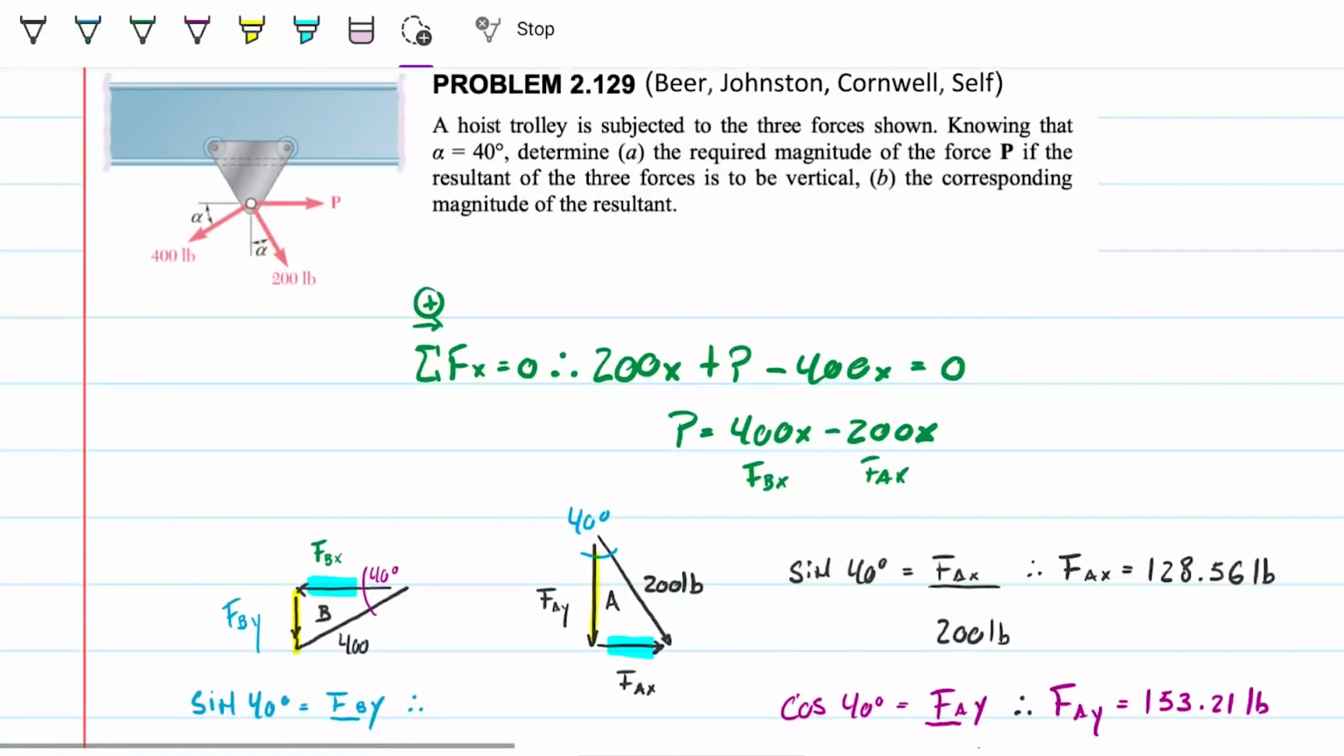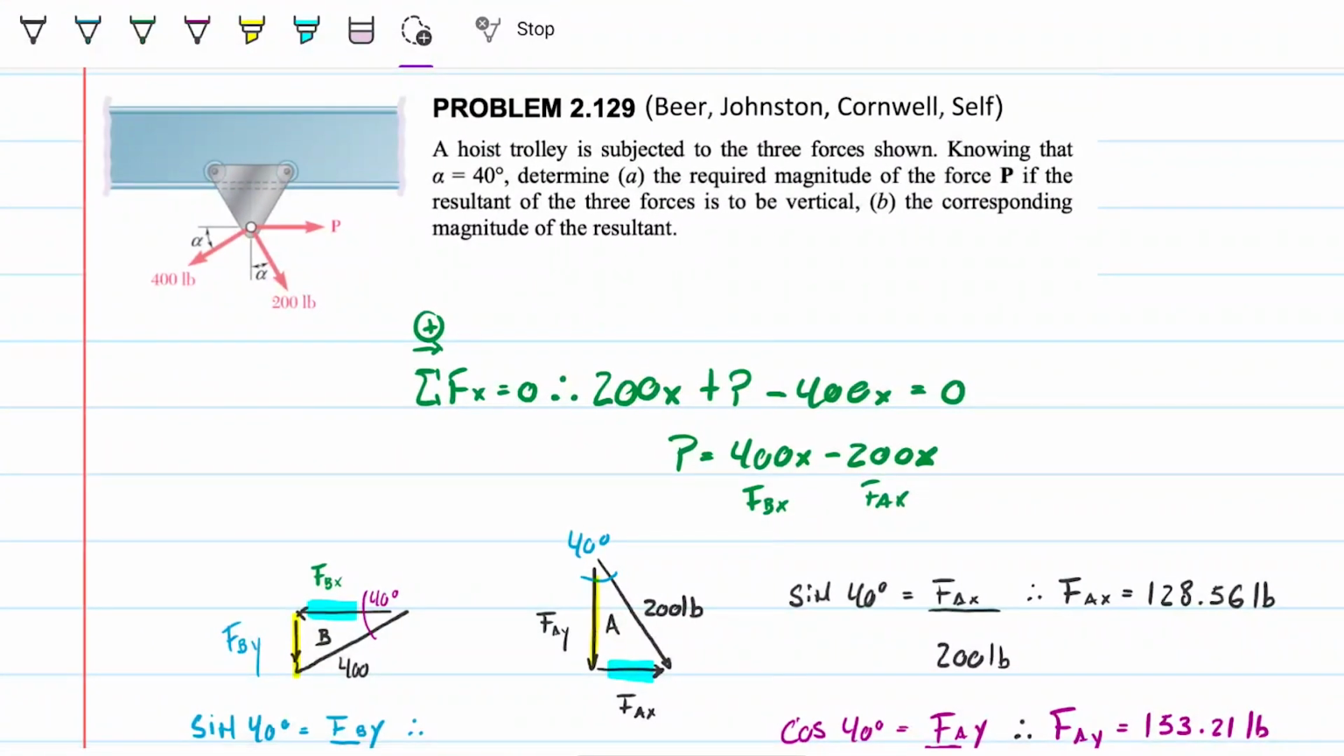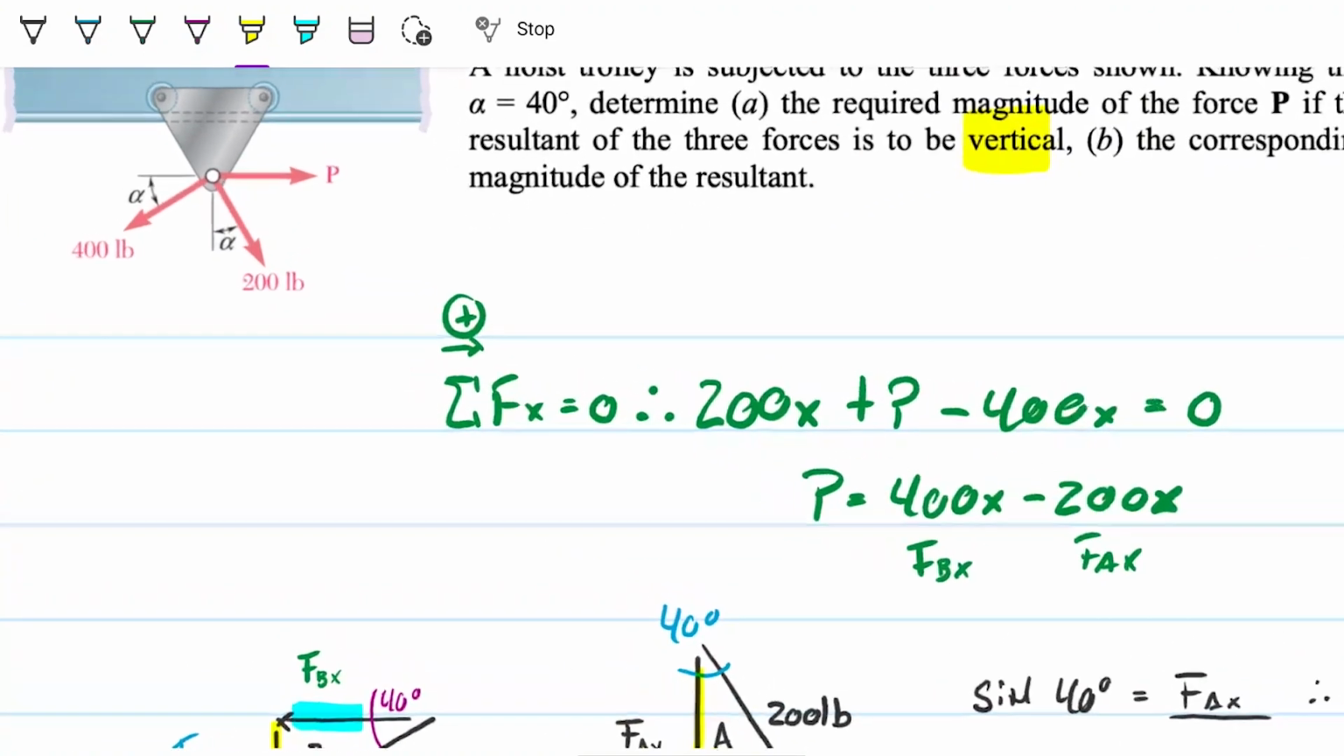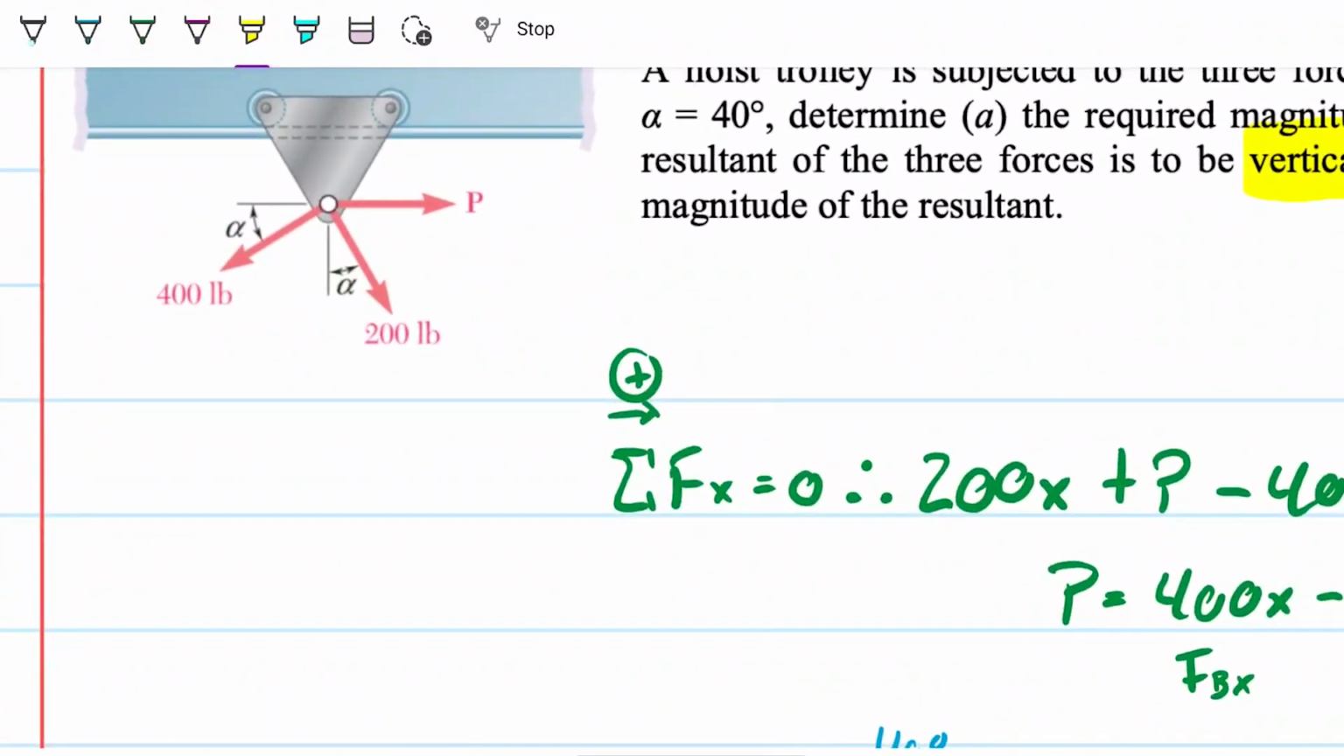So the problem is still the load of the hoist, three forces. We're required to determine the magnitude of force P and also the corresponding magnitude of resultant, assuming that the resultant is going to be vertical, because that's what the problem asks us to do. So last time we decomposed the forces. This time what we're going to do is create the force triangle, right?